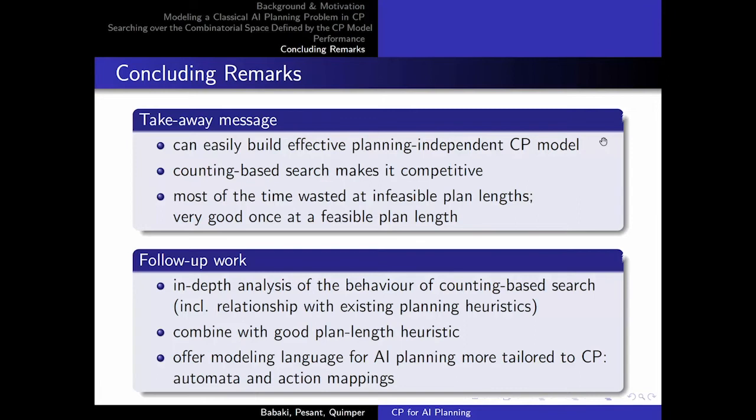So we'd like to, as follow-up work, really look into counting-based search for planning, analyze more deeply its behavior and see how it relates to existing planning heuristics. We'd like to see how our approach performs if instead we start with a good heuristic to find a feasible plan length, and having an alternative modeling language for AI planning in terms of automata and action mappings would make it much easier to apply CP to such problems.